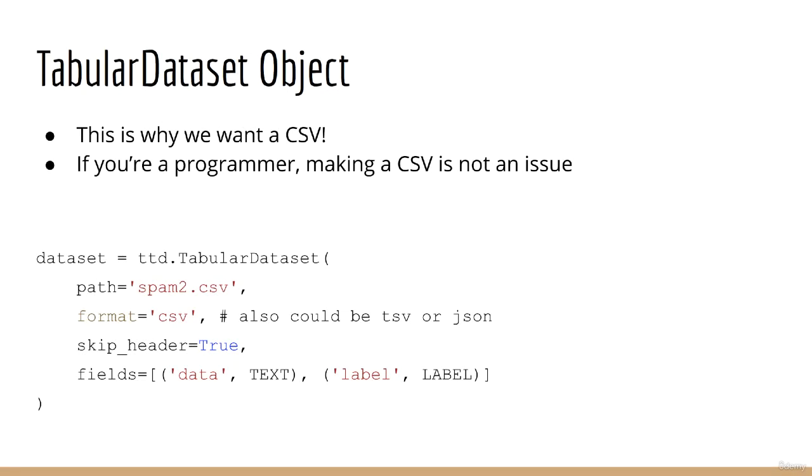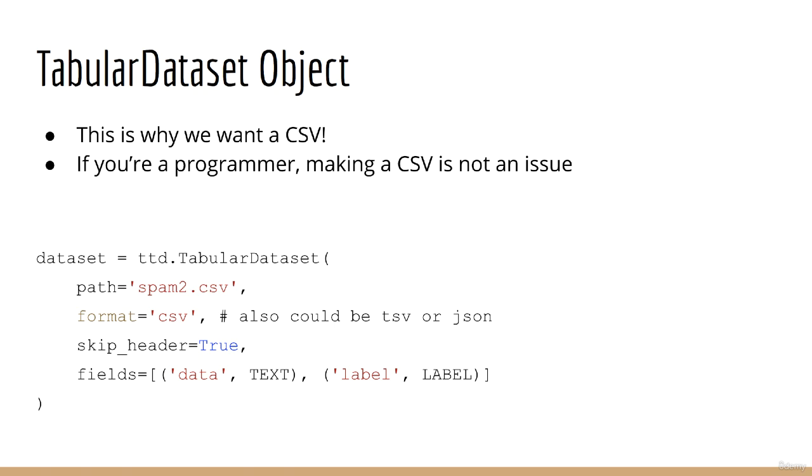The next step is to instantiate a tabular dataset object, which is also part of the torchtext.data module. So now you understand why we want to create a CSV to store our data. It's because a CSV is a table, and Torch Text only knows how to read tabular datasets. Now you might think, it might seem kind of limited to only have tabular datasets. What if we need a dataset that is not tabular?